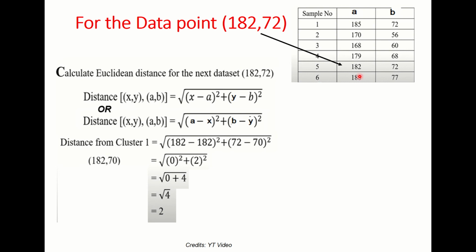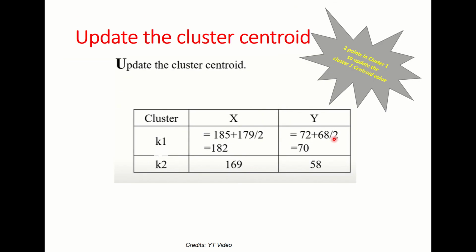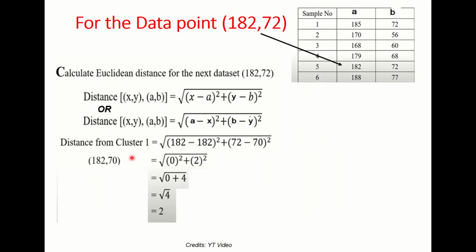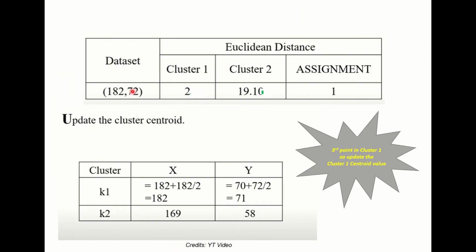Now again you will apply the same thing. You have the new cluster points, so you apply the distance measure of this particular value from the centroid value. This is how you calculate. Here this is 180, 70, the new updated cluster centroid. You take the values and you find the distance of 182 and 72 from 169 and 58. You will get 19.2. So for this particular data point, the distance from cluster 1 is 2 and the distance from cluster 2 is 19.10.